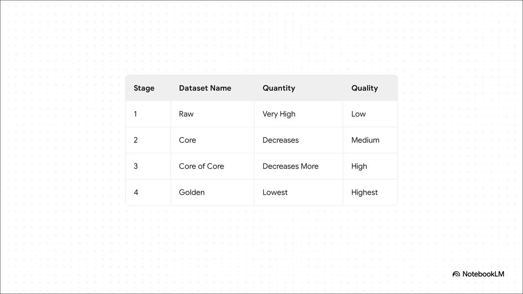So how do you get the rocks out of the flour? Well, there's this really clever four-stage process. And what's so cool about it is this fundamental trade-off. As we go through the stages, just watch what happens. The amount of data we have goes way, way down, but the quality of that data just skyrockets. Let's walk through this whole recipe.